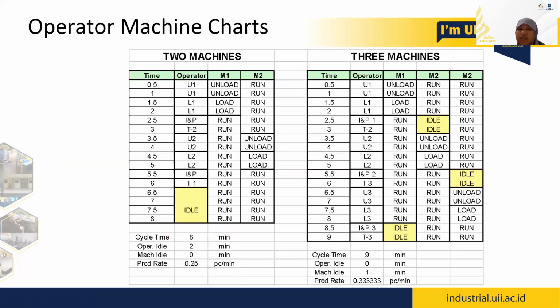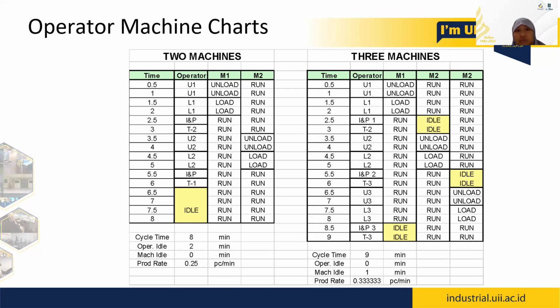Then we can try to increase the number of machines by assigning one operator to two machines, and then we use the same logic. Let's say they do it in parallel but not at the same time. So let's say the operator unloads machine 1 while machine 2 is still running. Then they load it, and they inspect and pack.